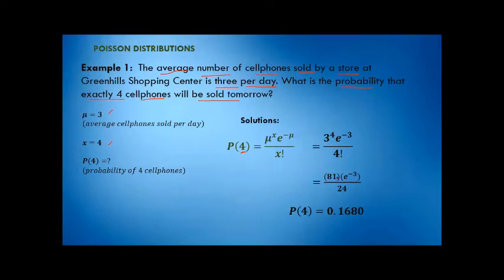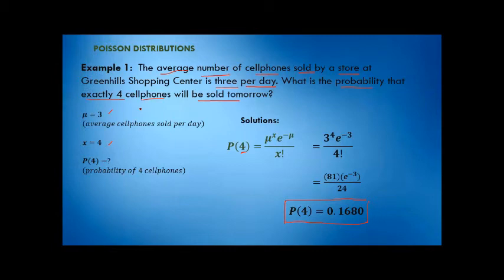Then simplify lang natin. 3 raised to 4 is 81. Then constant e raised to negative 3, yung product nila, all over 4 factorial is 24. So direct input sa calculator, ang sagot dyan is 0.1680. So this is the answer for the probability of getting exactly 4 cell phones to be sold in the shopping center.